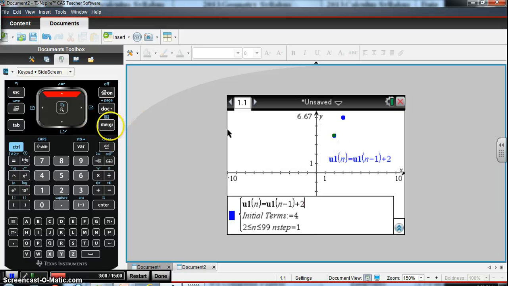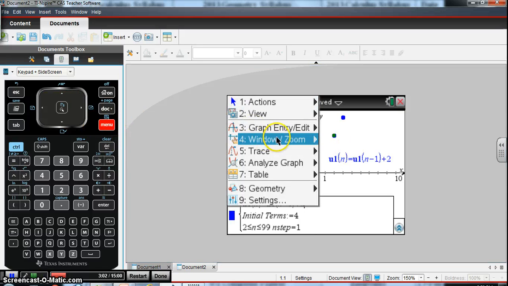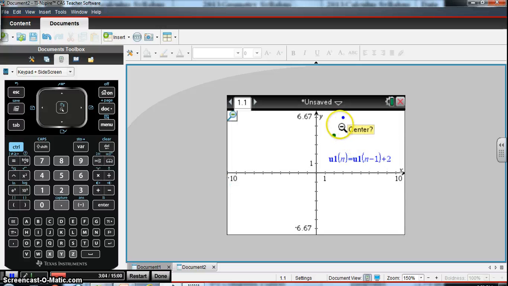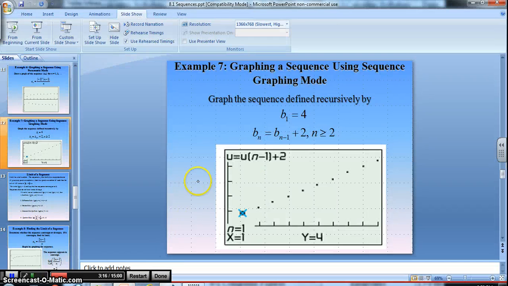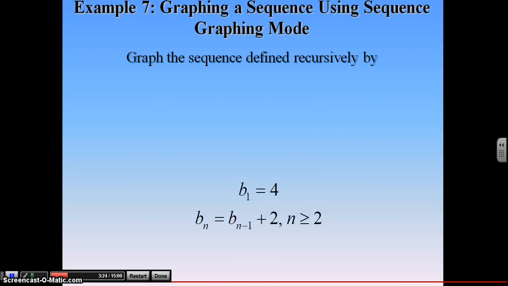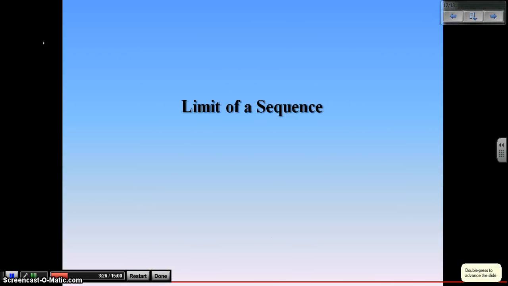Just to show you, let's go menu and let's zoom out. And you see there, it just keeps climbing. That's essentially what we've graphed here. We have graphed a line with a slope of 2. If you understand that part of the math. Alright, so going back, and let's go on to the next slide. Yes, yes, yes. There's our graph.